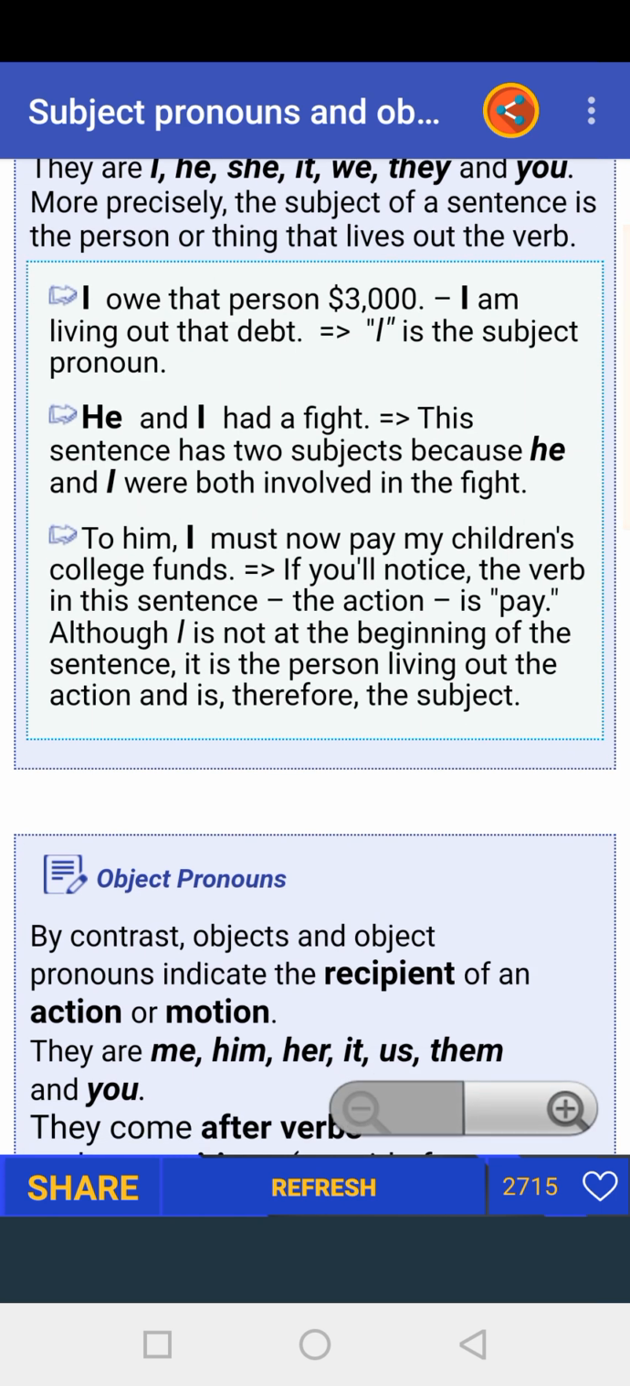To him, I must now pay my children's college funds. If you notice, the verb in this sentence, the action, is pay. Although I is not at the beginning of the sentence, it is the person carrying out the action and is therefore the subject. So I must now pay. So it depends on the verb pay. So it is the subject.